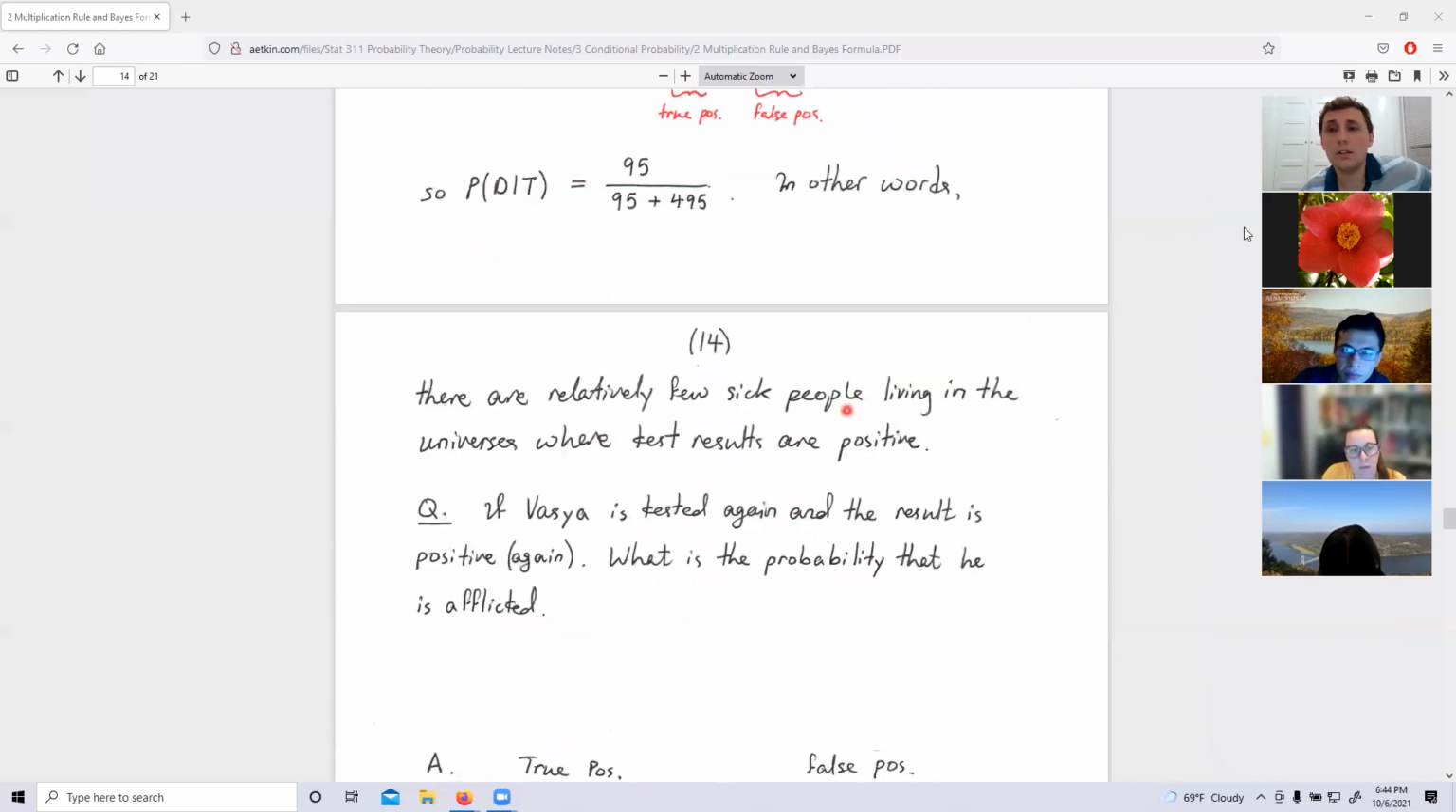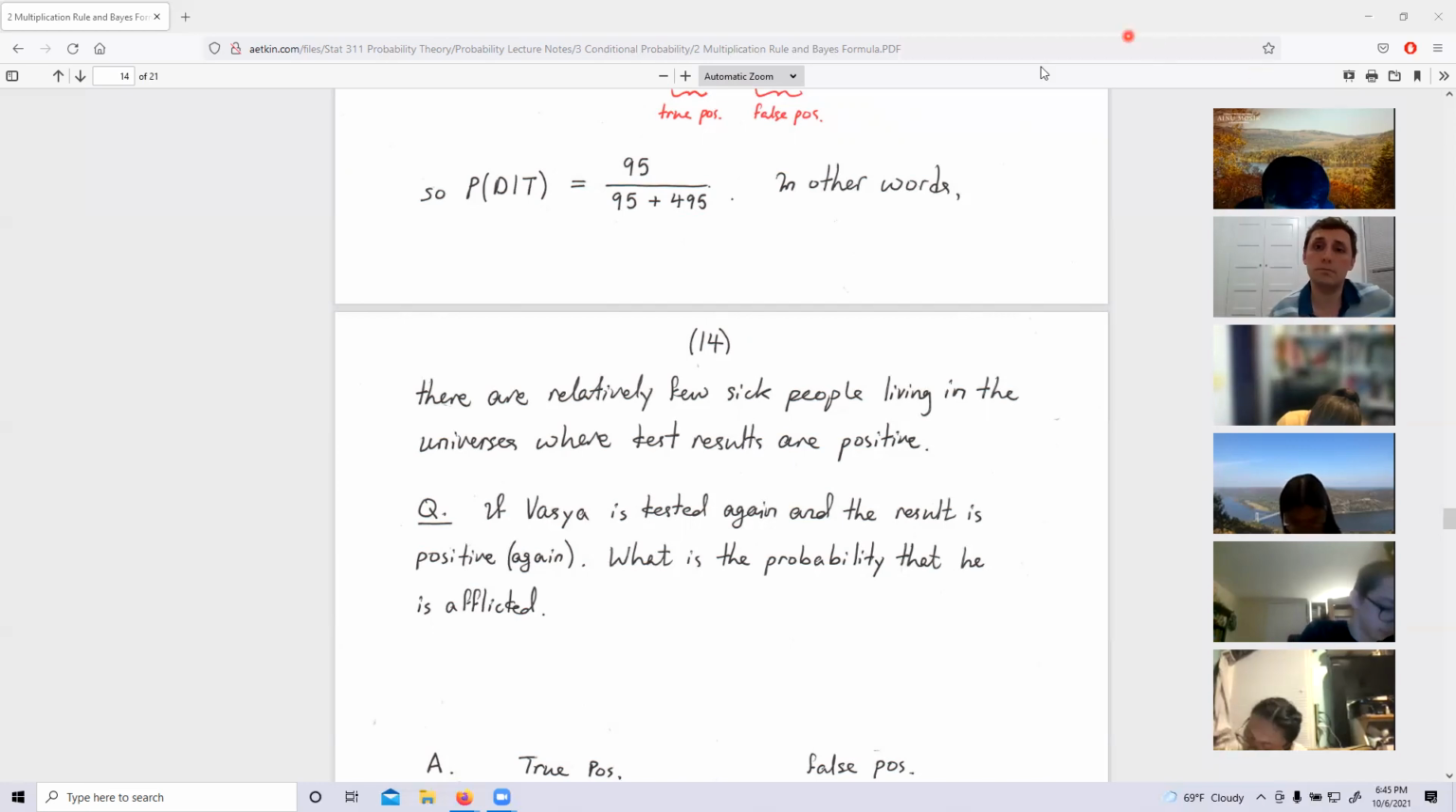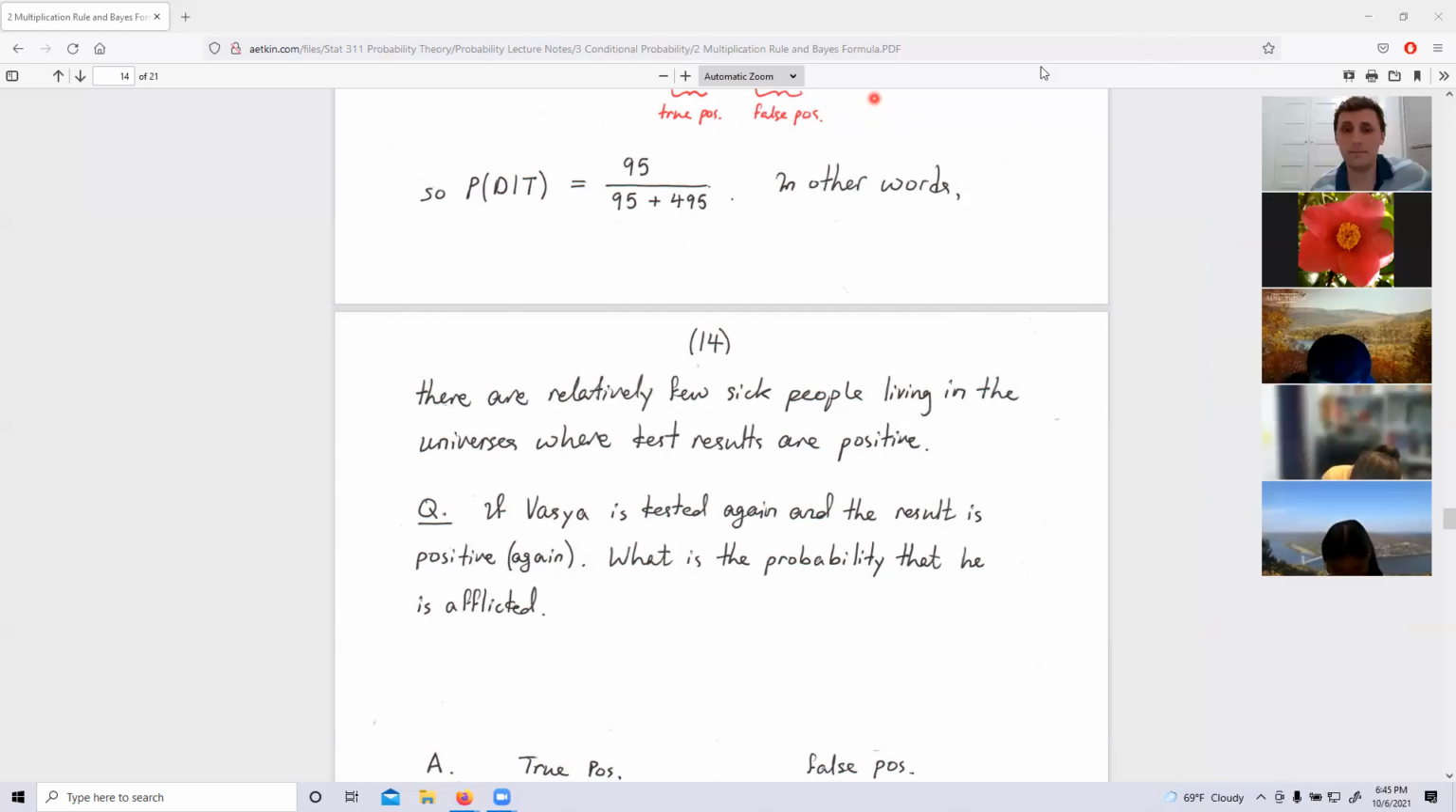Now, the next question, guys, let's see if you can solve this one. Now, Vasya decides to test himself again. And again, the test is positive, independently of the previous result. What's the likelihood that Vasya now has the disease? He goes for the second test after this one. And again, it's positive.